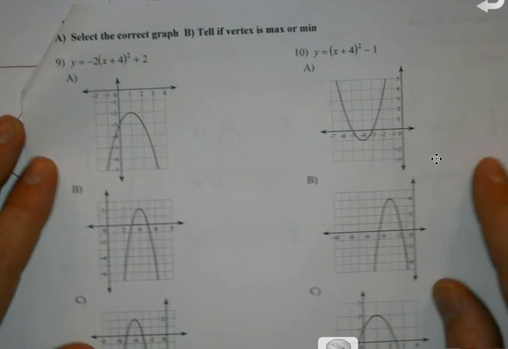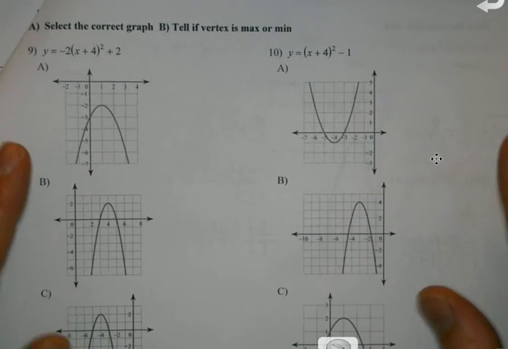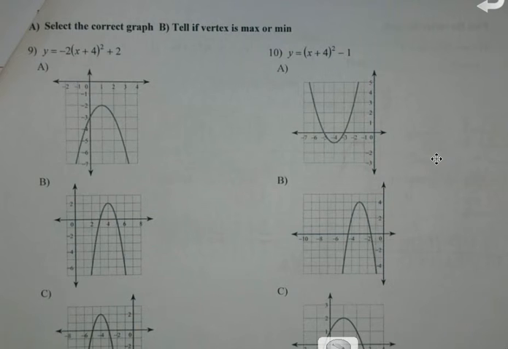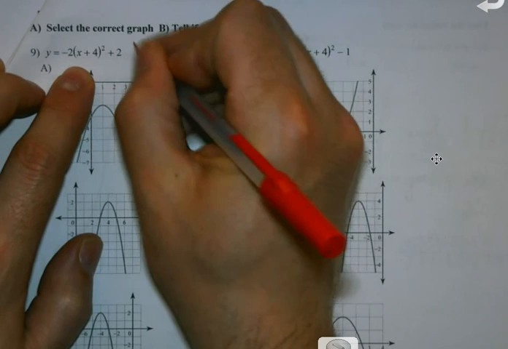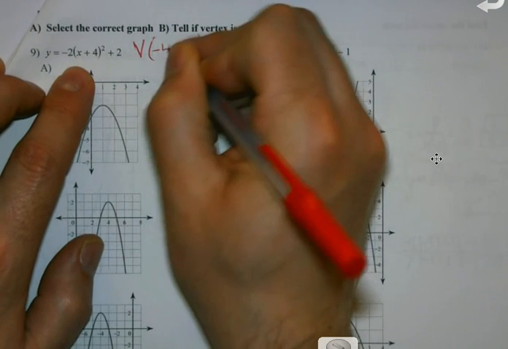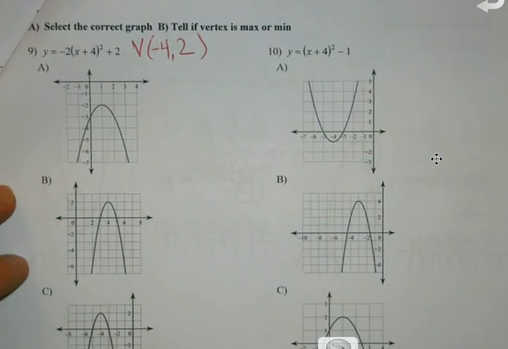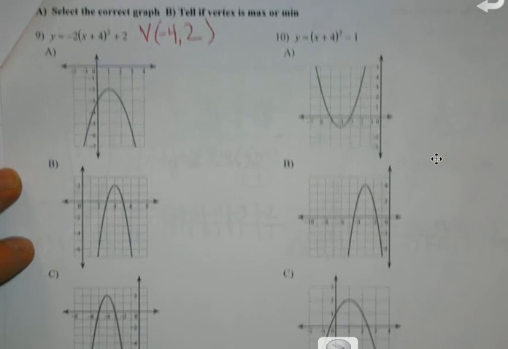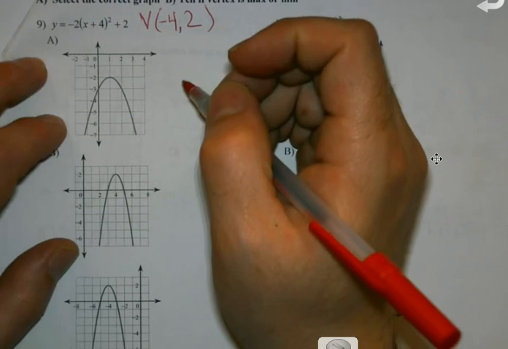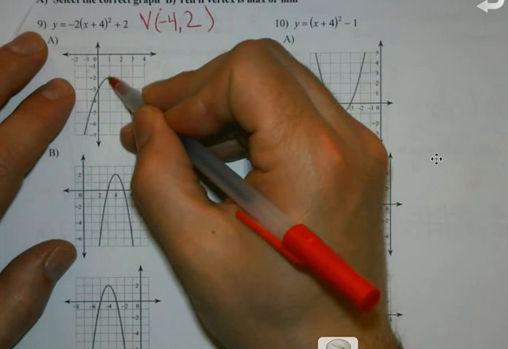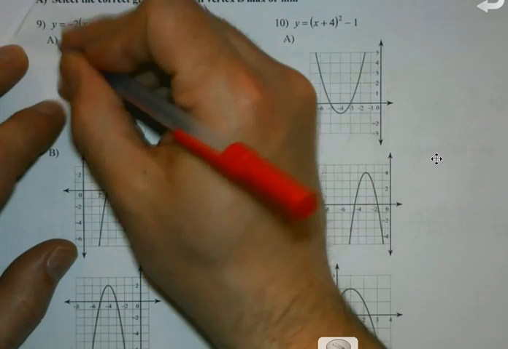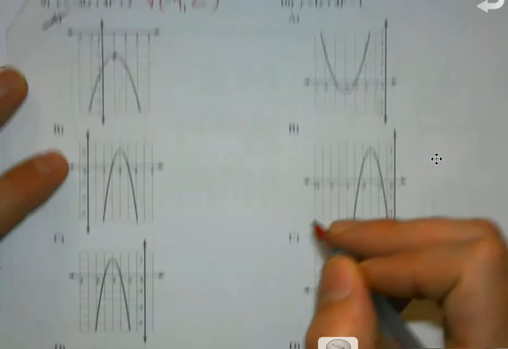Now, when we get to the next part, it says select the correct graph and tell if the vertex is a max or a min. So you're basically just solving the problem. I think once you know the vertex, you might be able to solve this without even punching anything else in. So let's see, what's my vertex in number 9? -4 and 2. Okay, so let's go around looking at these and see if we can find one that has a vertex at -4, 2. Well, this one looks like it has a vertex at 1, -2. Okay.